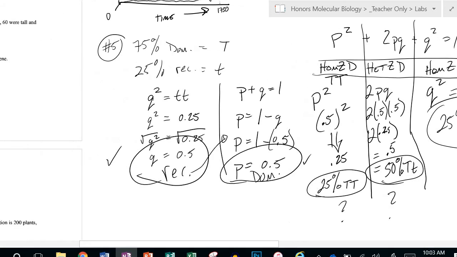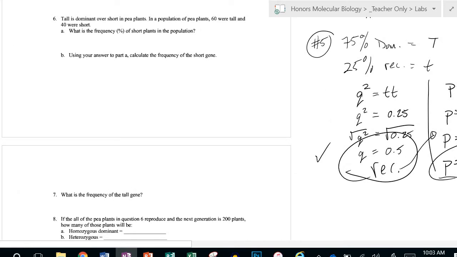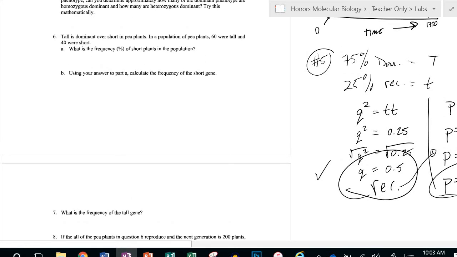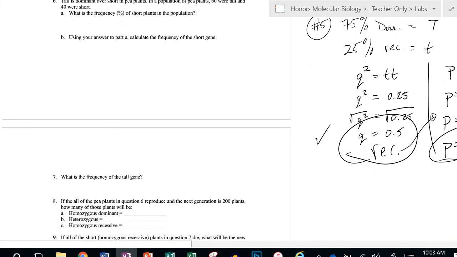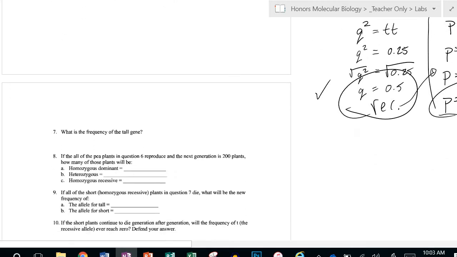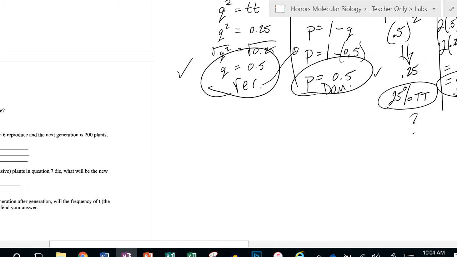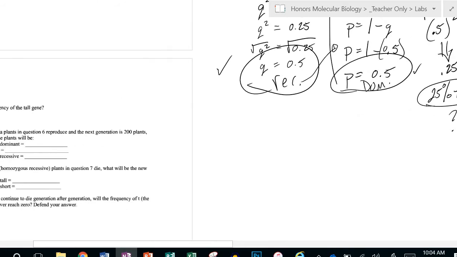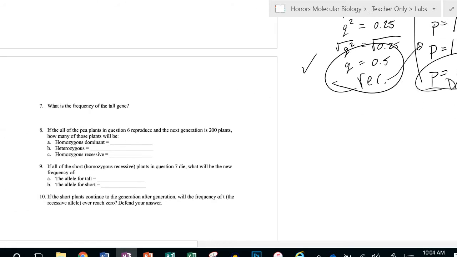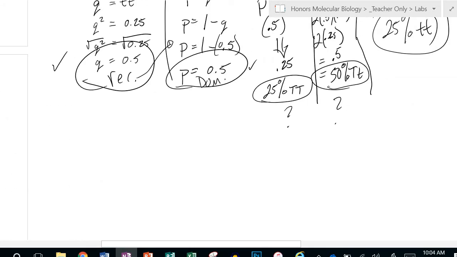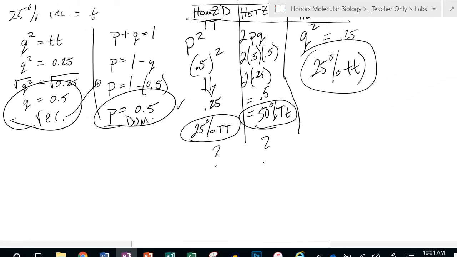What I'd like you to do at this point is take a look at number 6. See if you can answer number 6, calculating the frequencies, and you should be able to calculate number 7. And we will maybe look at number 8 together because there is one more step to this process. If you had a population of, say, 200 plants in number 8, now you have to factor out that 200 between the 3 different percentages, which is actually pretty easy math to do. And you can do this with any population size. You just have to factor it out.